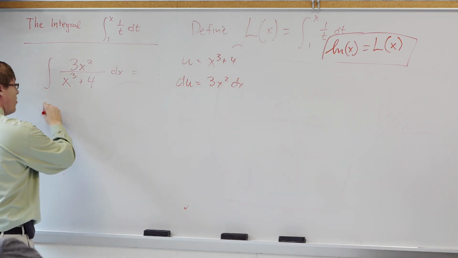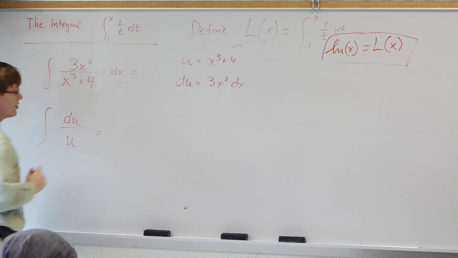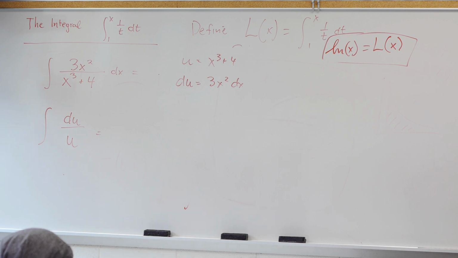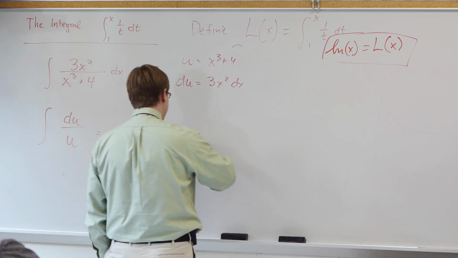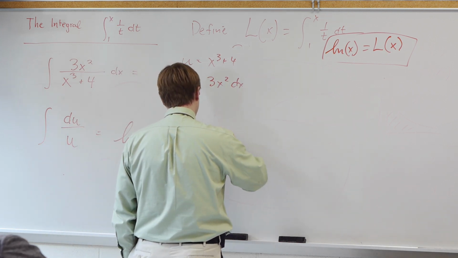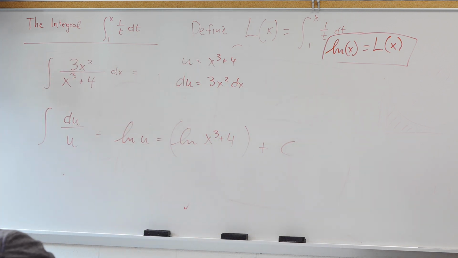Because my integral is now just du over u, which is ln of u, which is ln of x cubed plus 4, and then plus c.